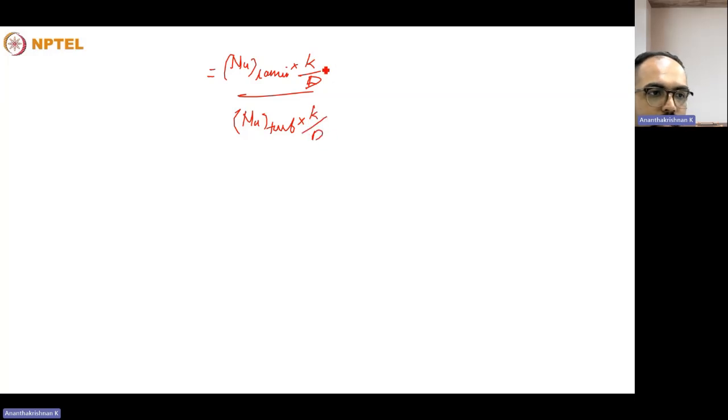So in this case, the Nusselt number can represent the h in terms of the Nusselt number. It is equal to the Nusselt number in case of laminar multiplied by K divided by characteristic length, which in this case is the diameter. Similarly, for the turbulent, h turbulent will be equal to Nusselt number into K by D. So K by D remains constant throughout, so it just gets cancelled. So basically, the heat transfer coefficient ratio will be equal to the Nusselt number ratio as well.